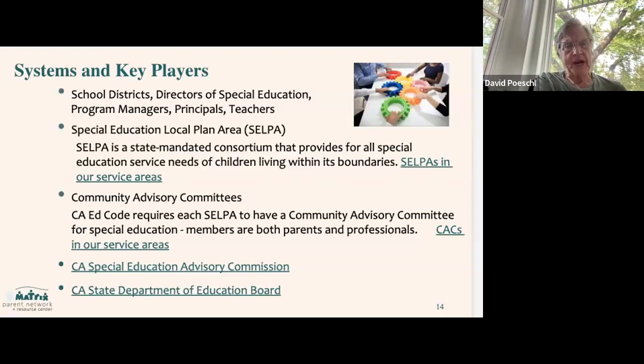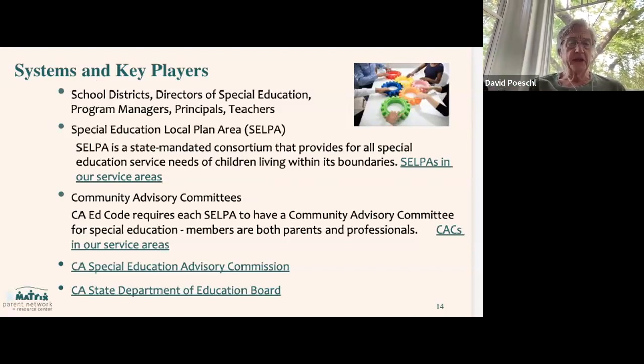They do a lot of training. The SELPA director's main job is to support school district special education directors. So they work closely with them, but they're an overarching agency. Those are good to know because if you have issues, you'll probably go to your SELPA to get some resolution, so it's good to know who they are.